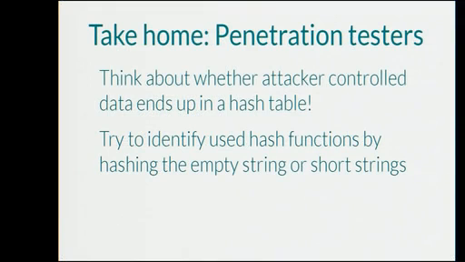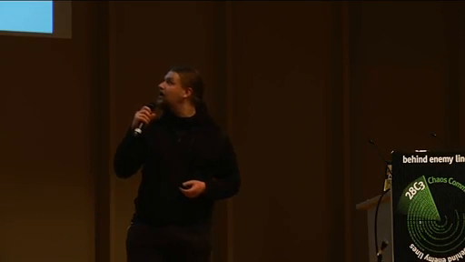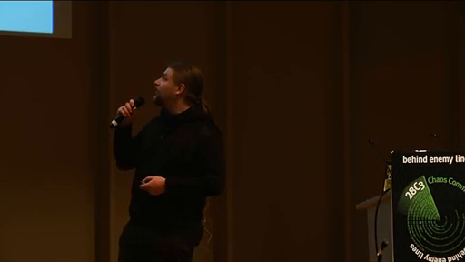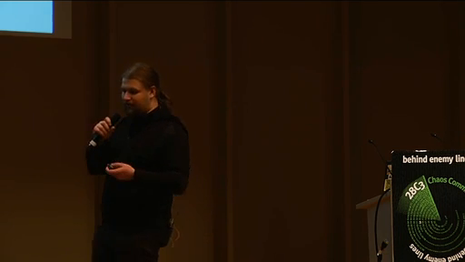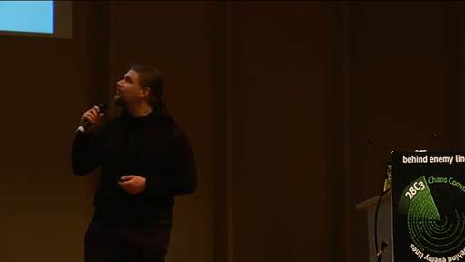If you're a penetration tester, you can also think about what input is controlled by an attacker and possibly ends up in a hash table. And it's really easy to identify what hash function is used. If you hash the empty string and you get the initialization vector of one of the DJB hash functions, then you are almost sure that you have a DJB hash function. Then you hash some short strings, and then you know. And at least if you hash the empty string, you almost always get the initialization vector of this thing, and it really helps.